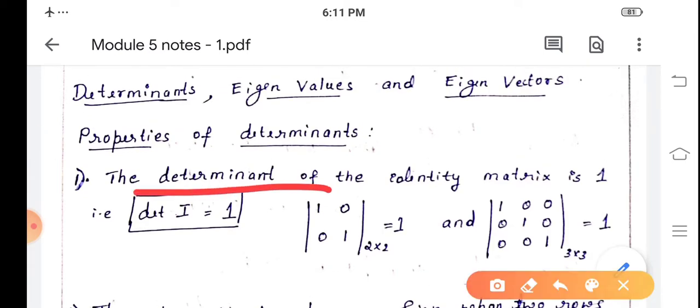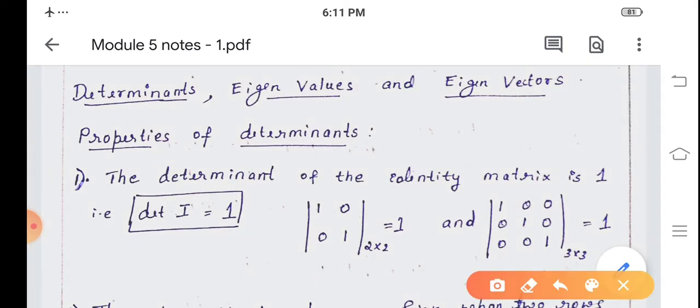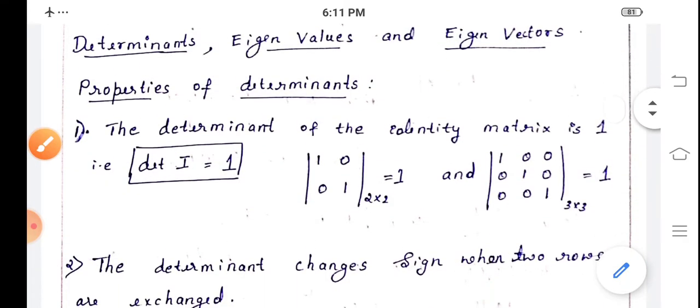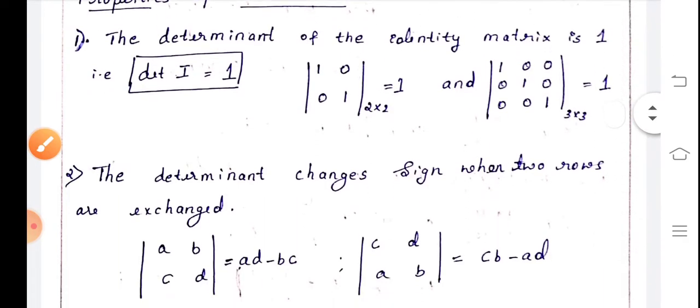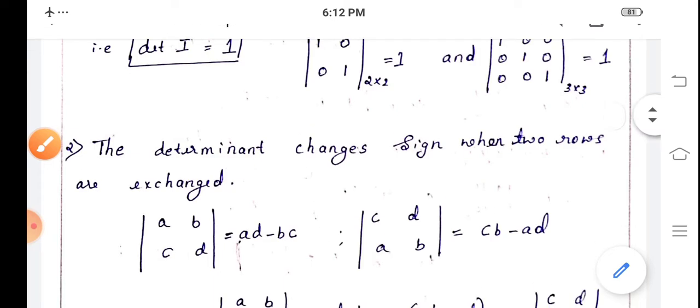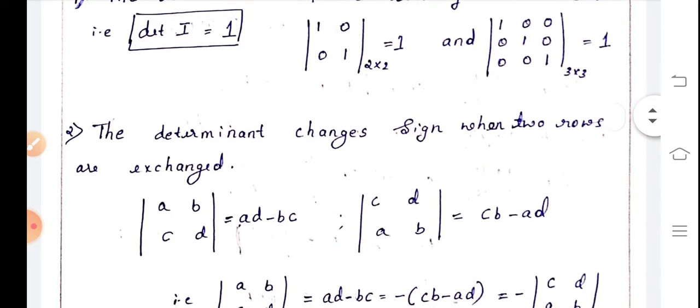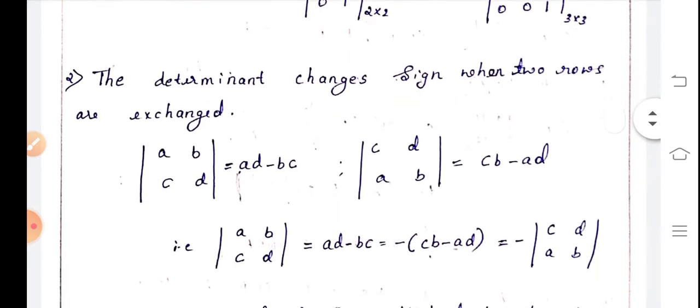First property, the determinant of the identity matrix is 1. That is, determinant of I equal to 1. Second property, the determinant changes sign when two rows are exchanged. So when we interchange any two rows, the determinant sign changes.